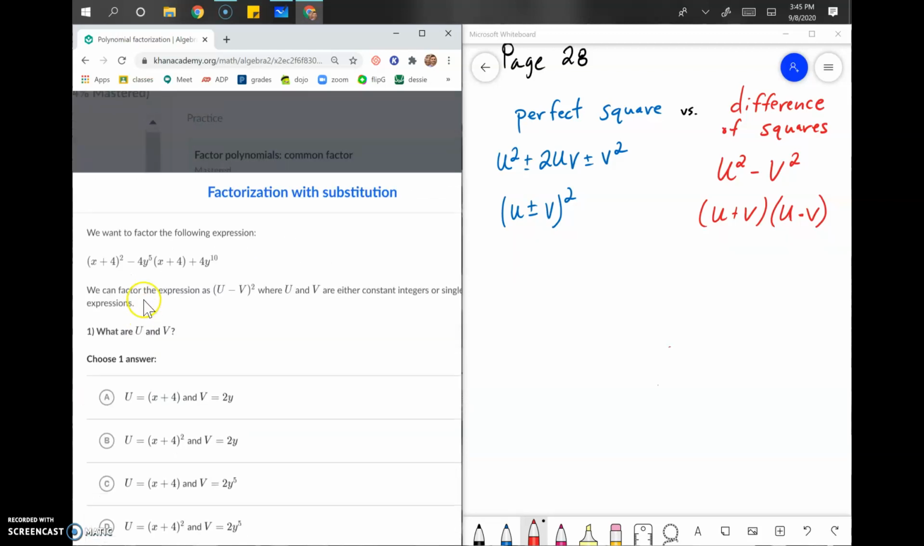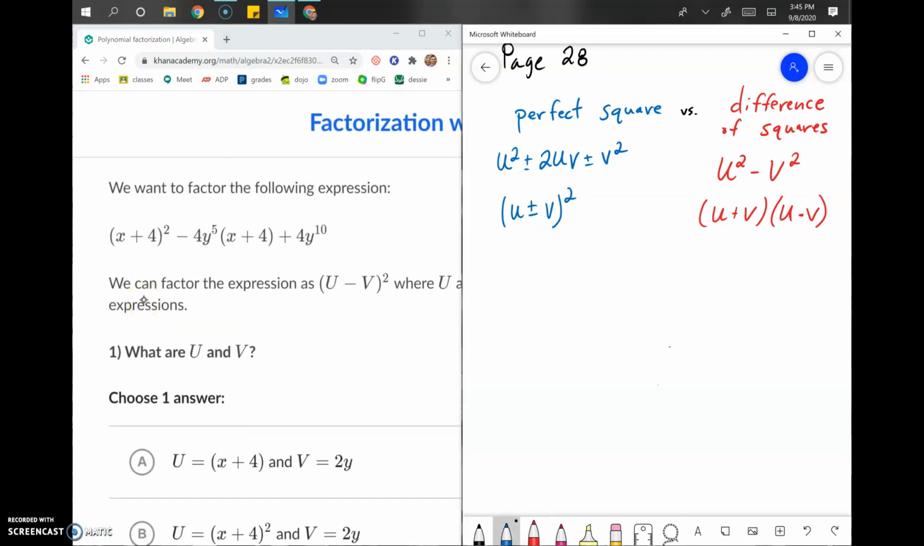And then looking at the expression, I'm going to go ahead and use blue here. We just have to figure out what u squared and v squared are. u squared is the first term. So our first term is (x plus 4) squared. That's what u squared is. Our v squared term is our last term here, right? Which in this case is 4y to the 10th.